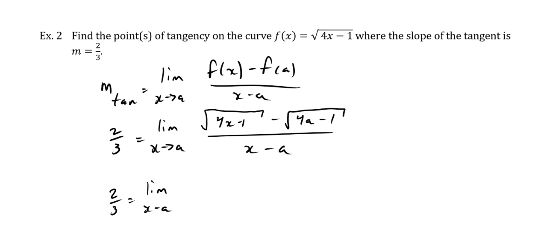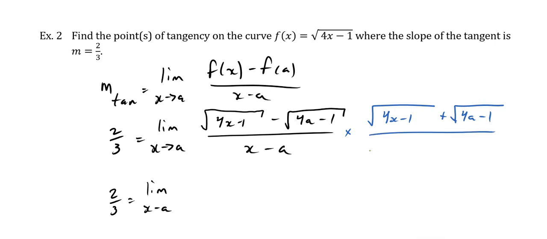But the conjugate had a number, and now it has an expression, but hey, that's math, right? So I'm going to multiply by the square root of 4x minus 1 plus the square root of 4a minus 1. It's always change the sign, because that difference of squares idea is what makes this all work. And same thing on the bottom. And yes, it kind of messes things up on the bottom, but it works.